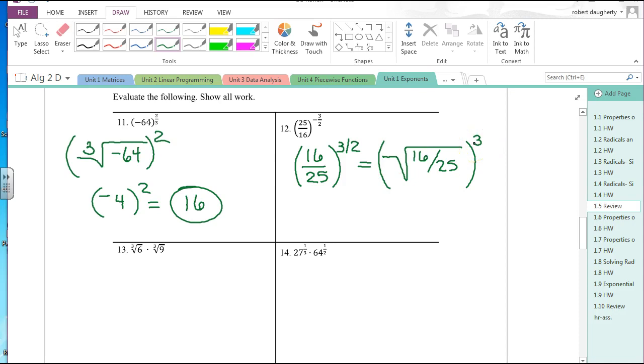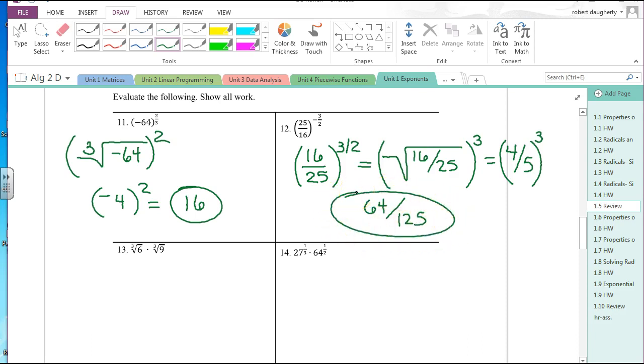What's the square root of 16? That is 4. The square root of 25 is 5. So this is 4/5 cubed. 4 cubed is 64. 5 cubed is 125. 64 over 125 is my answer.